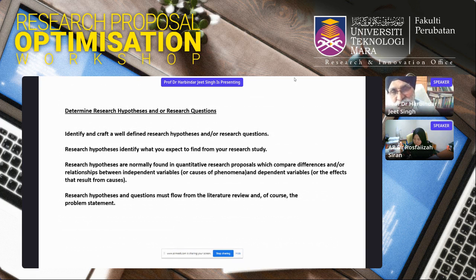That's very important. Your research question should come out of your literature review and your problem statement. So you identify that issue and you craft a well-defined research question. Make sure the question is not very long and not convoluted. It is nicely crafted. These are the selling points, because the reviewer always wants to read something that is easily understood. They don't want to have to work out what you have written. The onus is on you to clearly write your research question and your hypothesis. A research hypothesis usually identifies what you expect to find from your research study, but the research question is what it is that you want to answer.